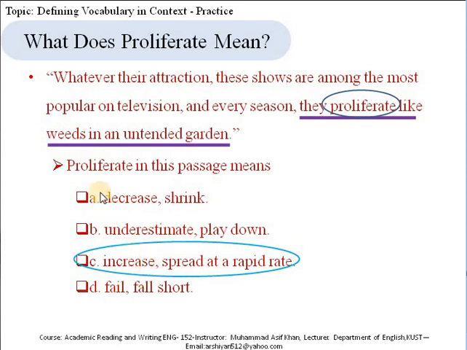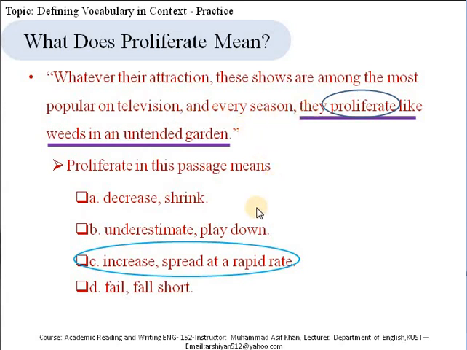It can't be A or D because those are things associated with reduction, not growth. And everyone knows that weeds in an untended garden will grow fast and aggressively. And option B is not an appropriate answer because if you replace proliferate with underestimate or play down, it does not really make any sense. So in addition, you can tell that C is the right answer because the rest of the passage provides other clues about this very option.